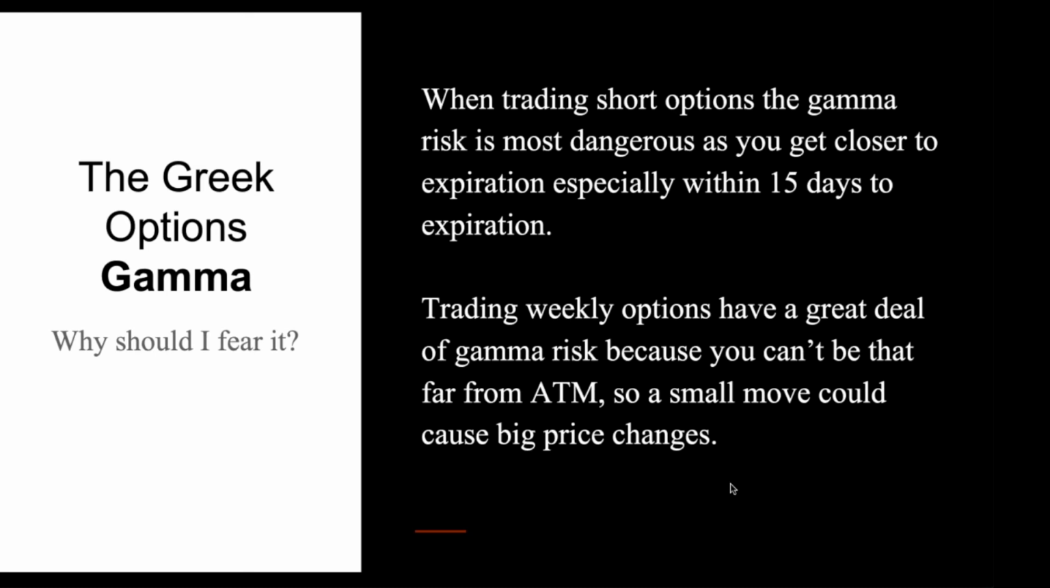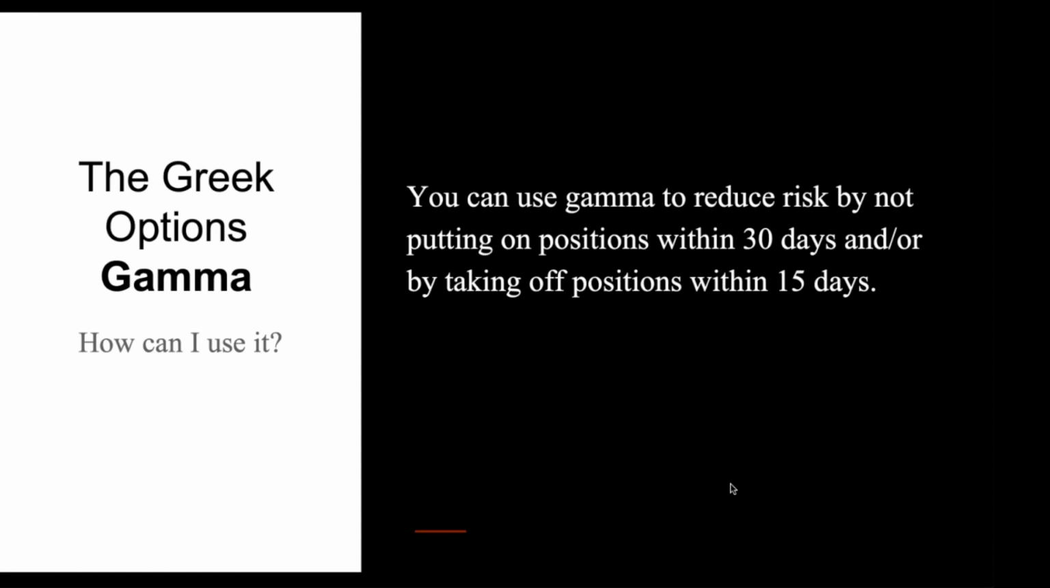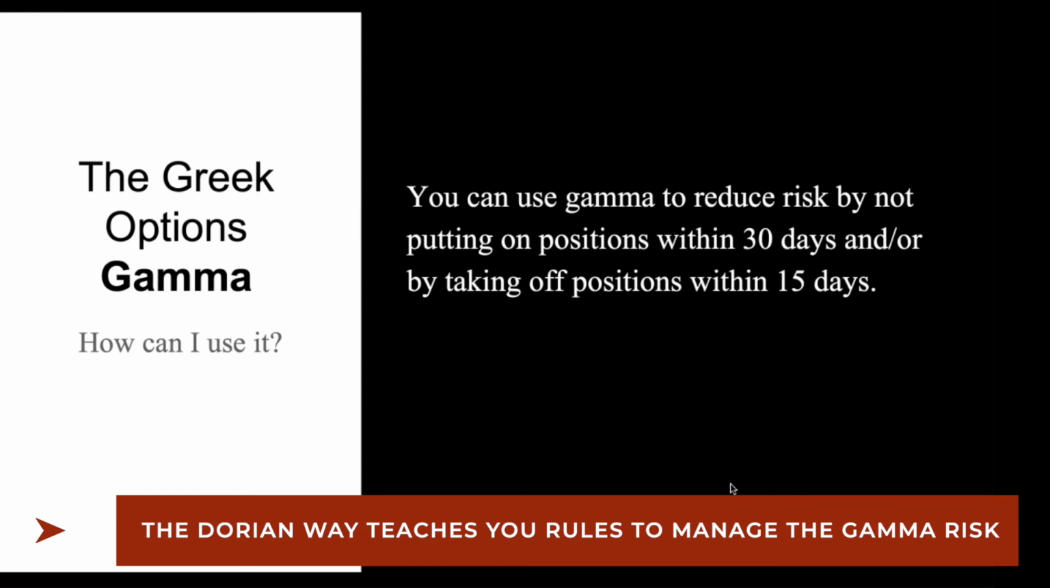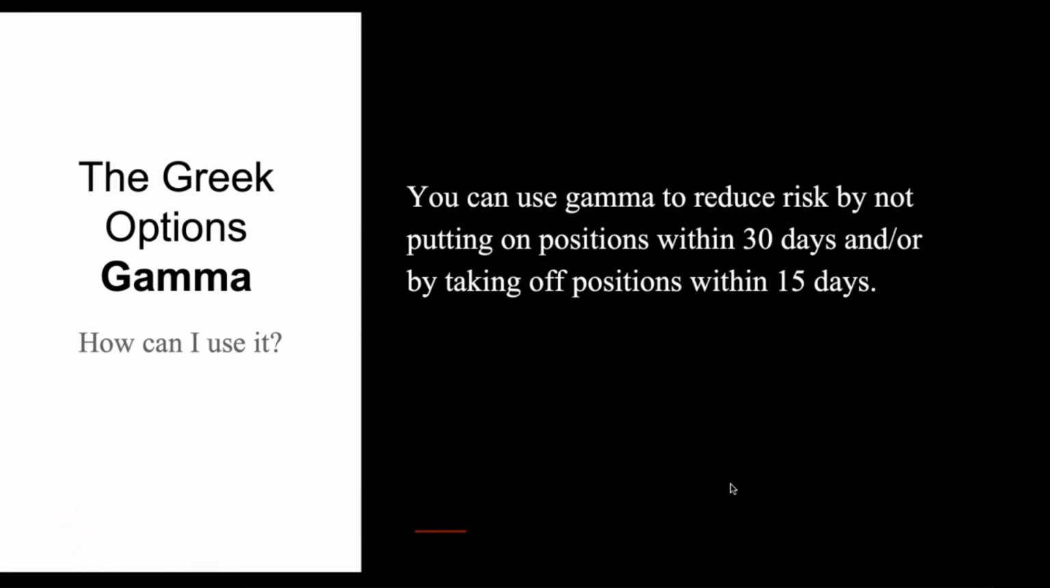All right, next thing: how can you use it? You can use gamma to reduce risk by not putting on positions within 30 days or by taking off positions within 15 days. At the Dorian Way, we have some quantitative rules about managing that gamma risk, managing that directional risk, that speed of it.